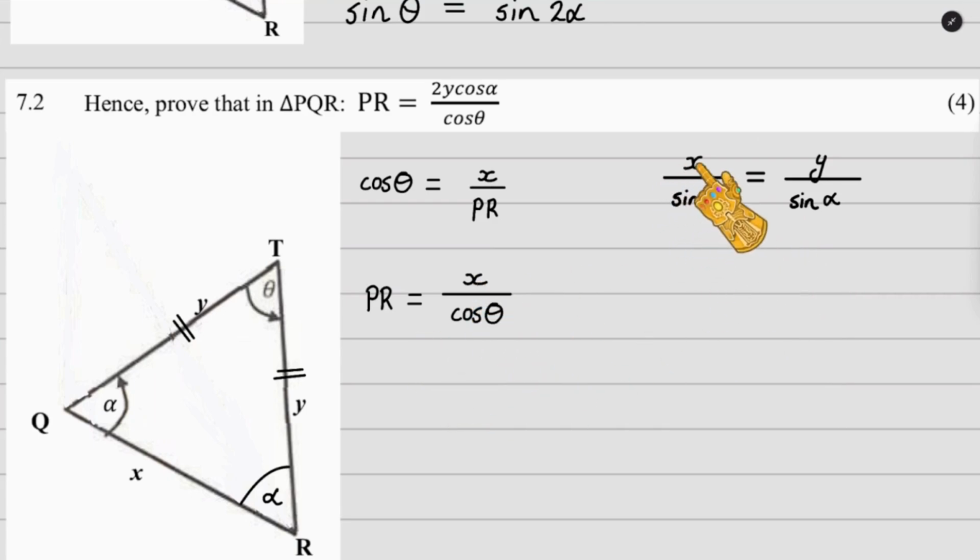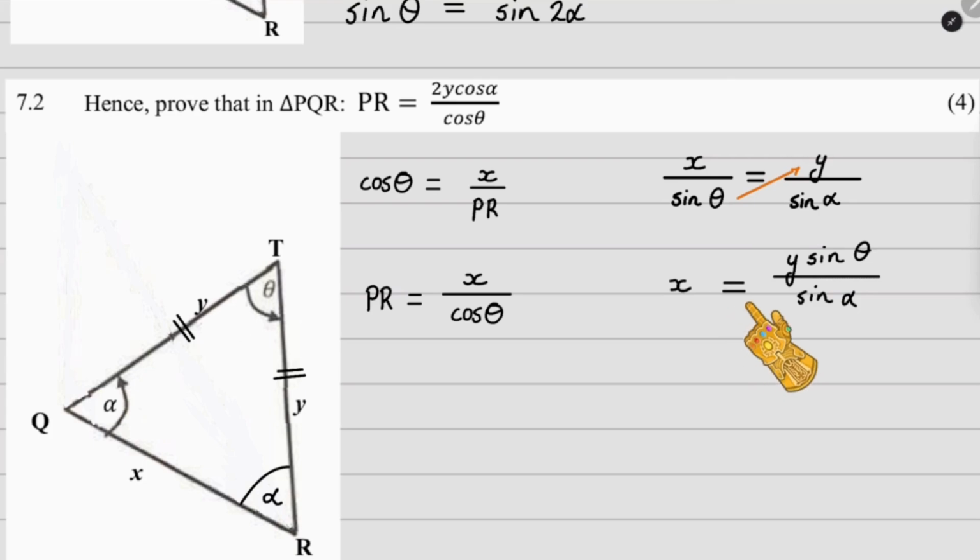Alright, so the mission is to get x on its own here so that I can put it in there and hopefully get this. So I'm going to move the sine alpha to the top on this side. I'm going to basically cross multiply, but only with one of them. And I did make a small mistake there. This should be theta because x is across from theta. Sorry about that. Take that sine theta up, and then we've got y sine theta over sine alpha.